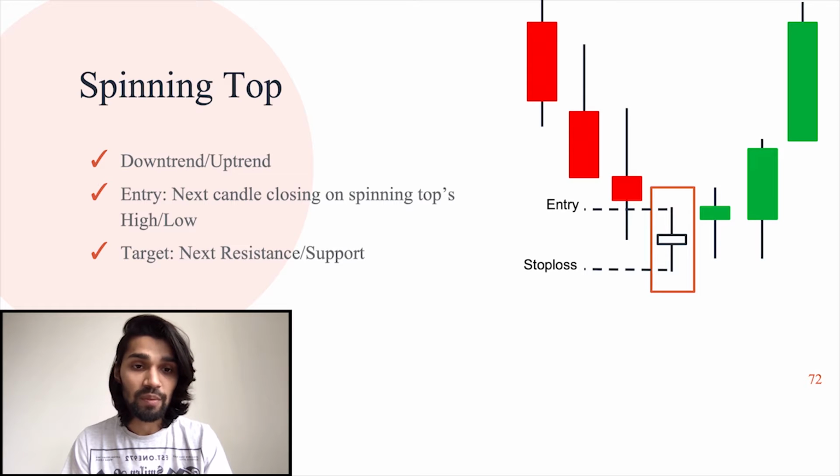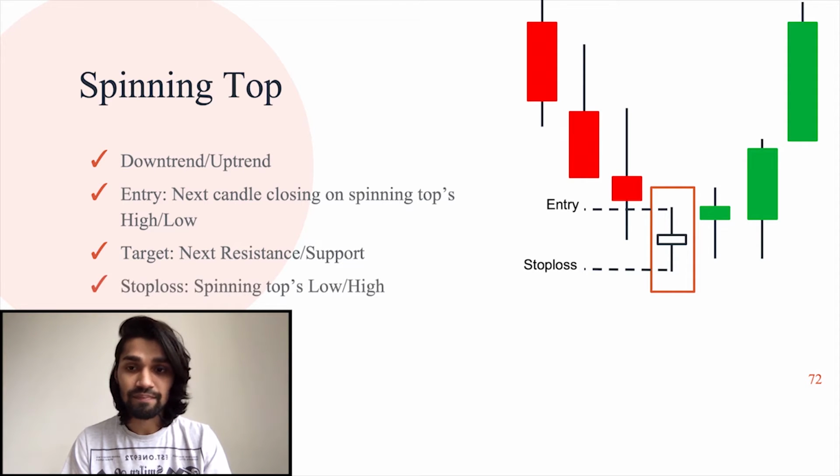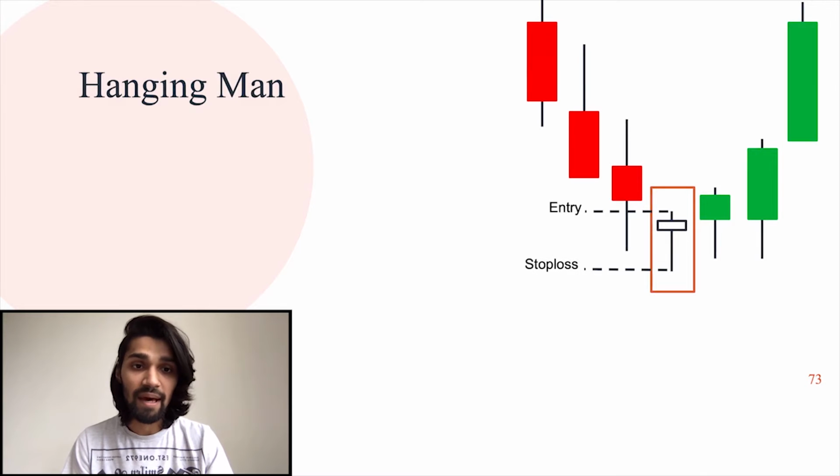Your stop loss would be your spinning top's low if it's a downtrend. Your stop loss would be the high of the spinning top if it is an uptrend. Next, we will talk about the hanging man. The hanging man is very similar to the dragonfly doji. It is a bullish pattern.